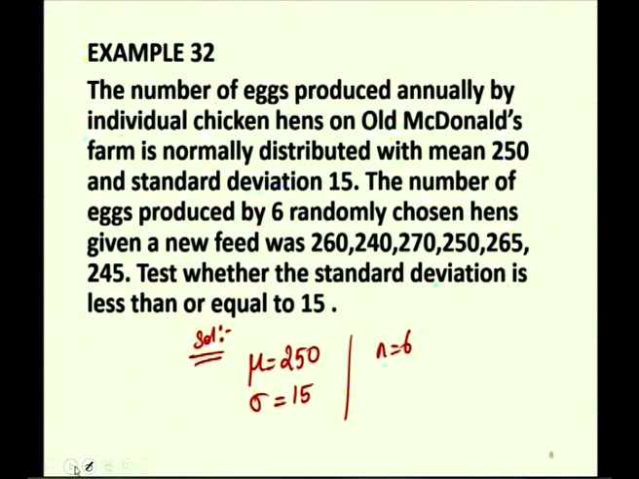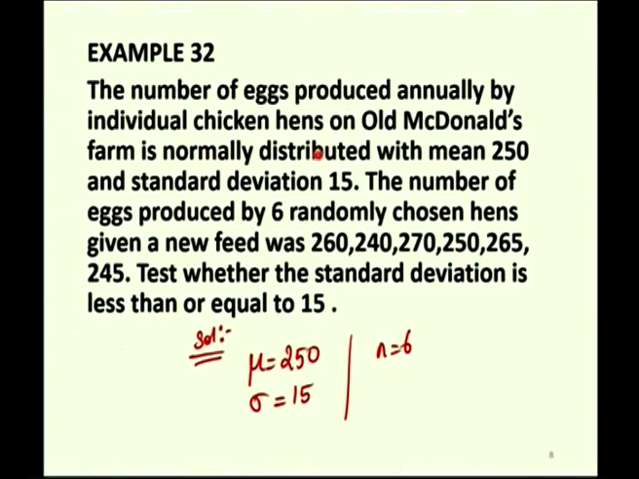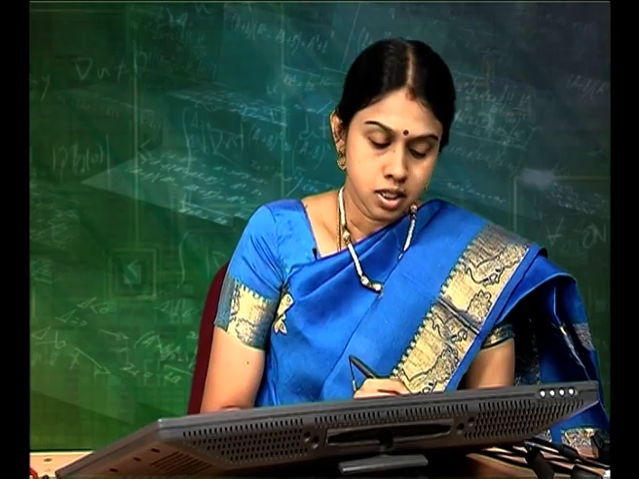The formula for the chi-square when the population is normally distributed. Here you have been given that the population is normally distributed. Therefore, the formula for chi-square when the population is normally distributed, as discussed in the previous session, is chi-square equal to summation xi minus mu whole square by sigma square.